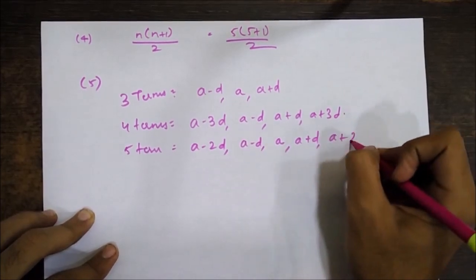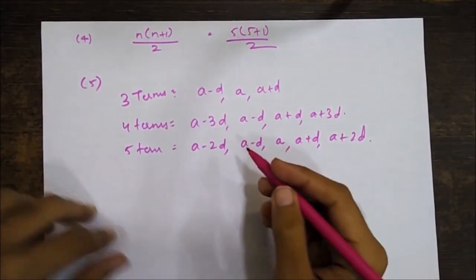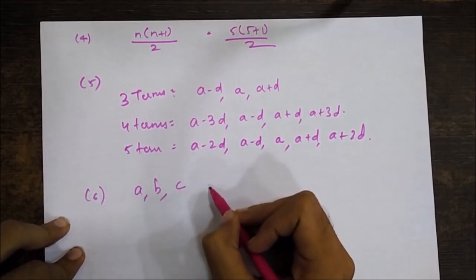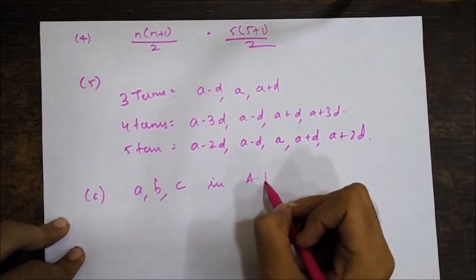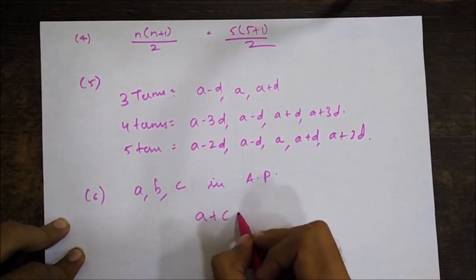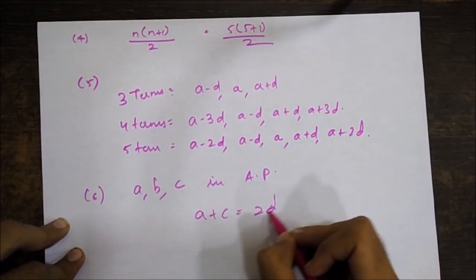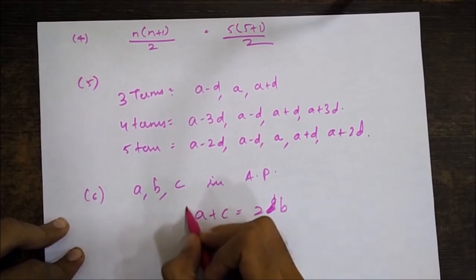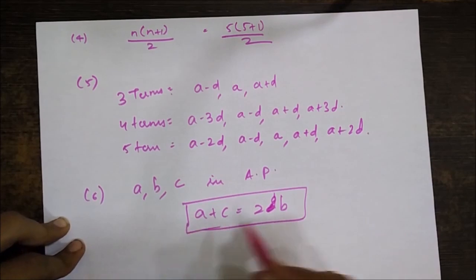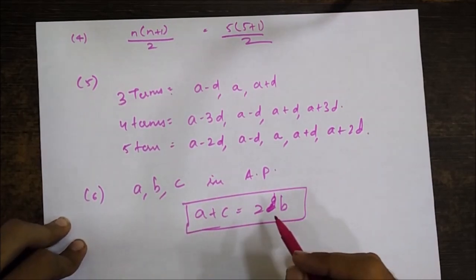And we also need to remember that if in the question it's given A, B and C are in an arithmetic progression, then we always note that A plus C is equal to 2 into B. So if these three are in arithmetic progression, A plus C is equal to 2B, that might help us solve many problems.